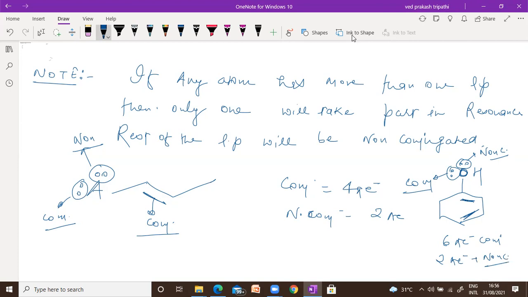Any doubt? Please tell me any doubt. Perfect. Now we have another note point, note number 2.